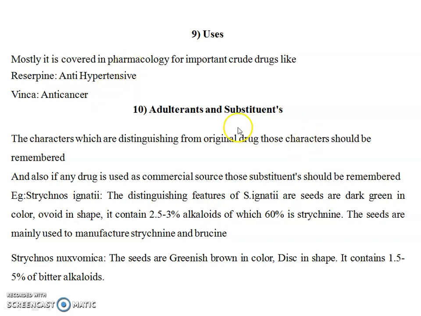Okay, now coming to the adulterants and substituents, how do we remember which adulterants and which substituents we have to remember? Many times students have some confusion with that. So what I suggest is, remember those adulterants and substituents which are going to have different characteristics from those of the authenticated drug. Before that, I want to tell you the difference between adulterant and substituent.